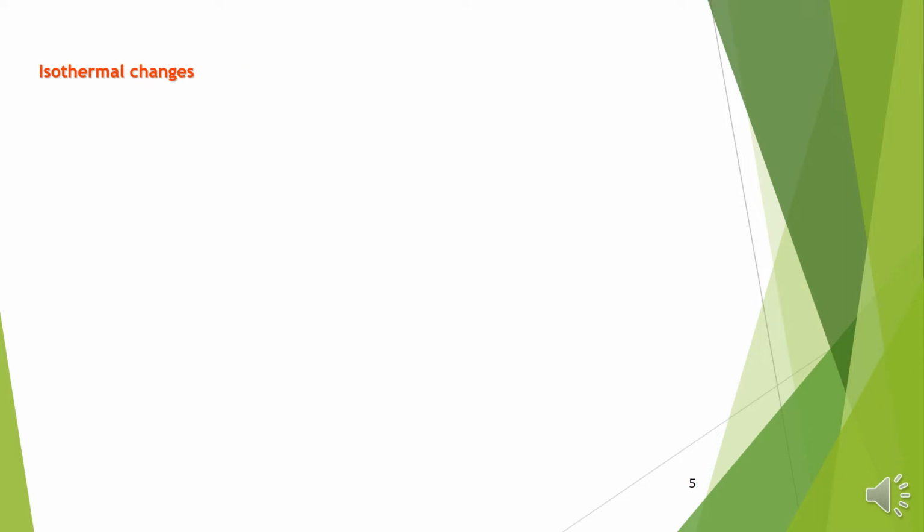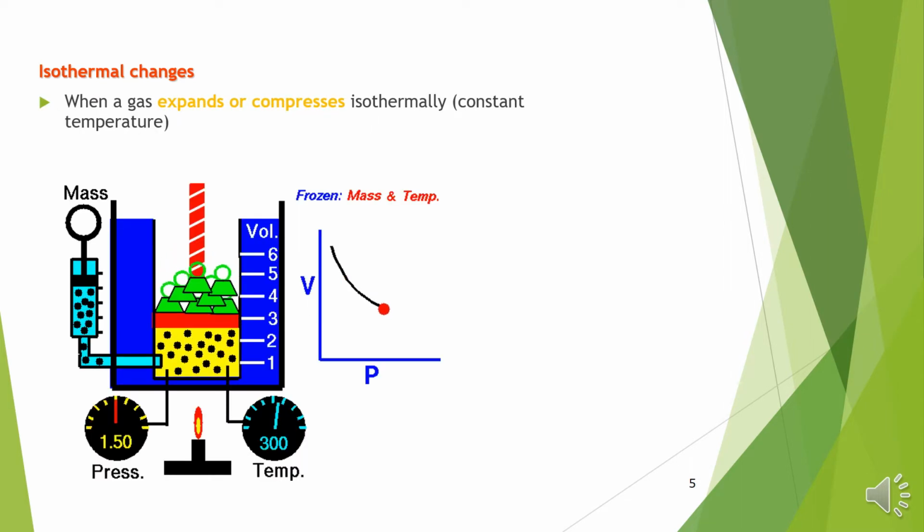We will see isothermal changes in a system when a gas expands or compresses isothermally. You see this system, even though heat is supplied here and the gas expands and compresses in this chamber, there is no change in temperature, even though the pressure varies accordingly.